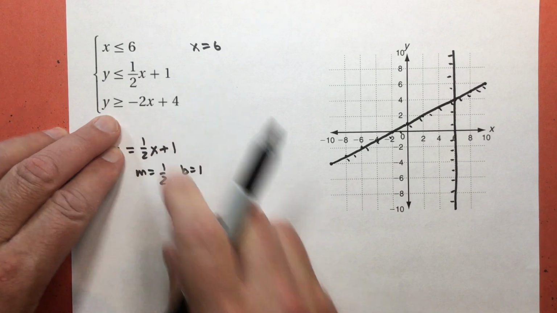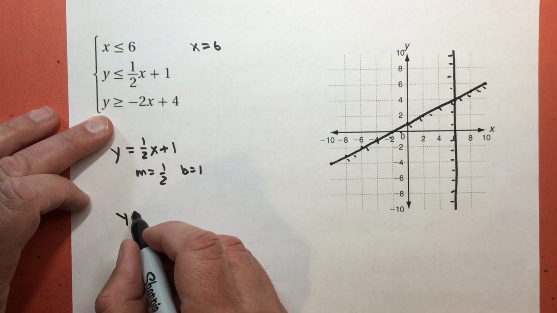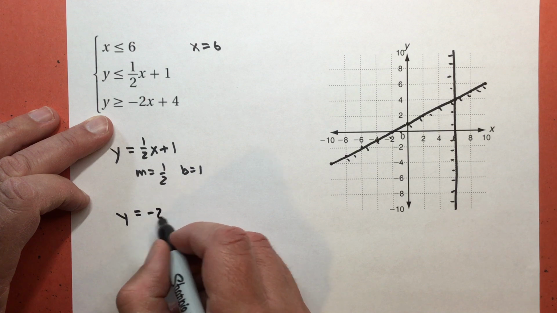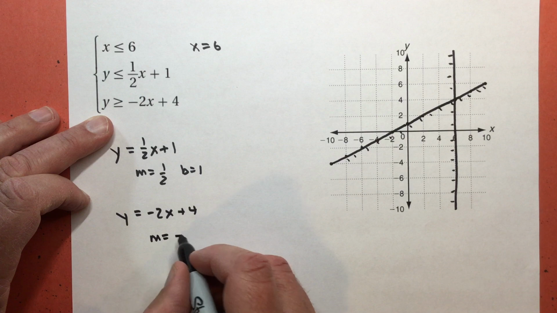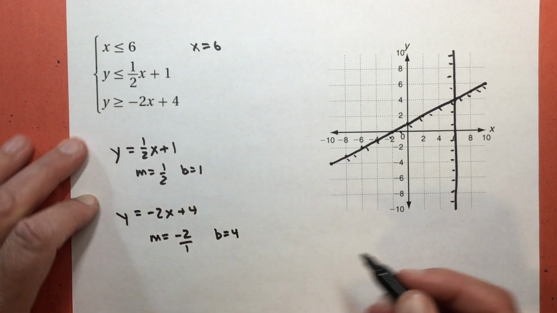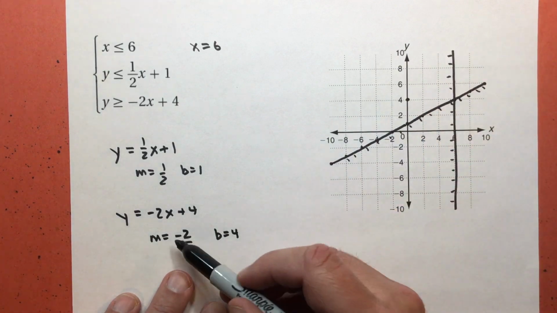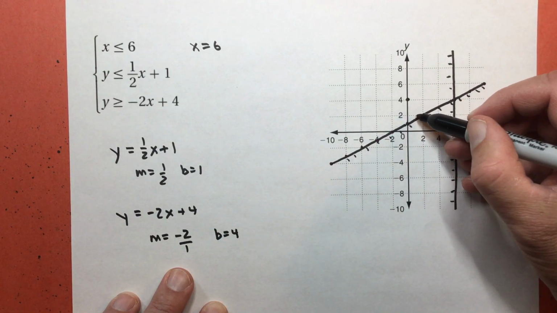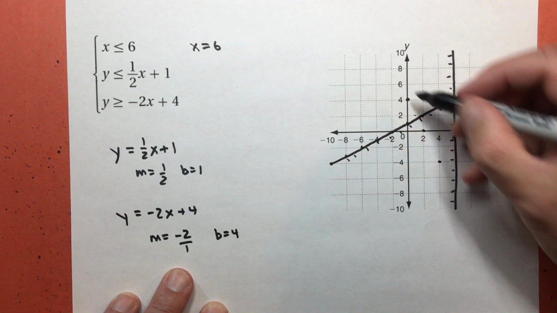But I've got one more boundary line. My boundary line is y is equal to negative 2x plus 4. My slope is negative 2. I'm going to make it into a fraction. And my y-intercept is 4. So here's 4. And negative 2 tells me to go down 2, right 1. Like that.